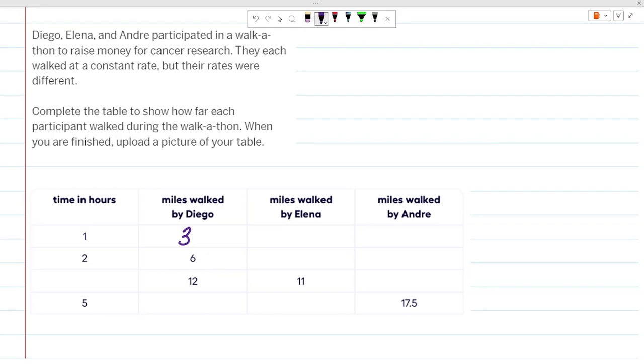Next, let's keep going through the table. In the third row, we don't know how many hours it represents, but we see that Diego walked 12 miles. So if Diego can walk 3 miles in 1 hour, how long would it take him at that rate to walk 12 miles? Well, 3 times what is 12? 3 times 4. So we take 1 and multiply it by 4 to fill out this entry. So we're going to get 4 hours.